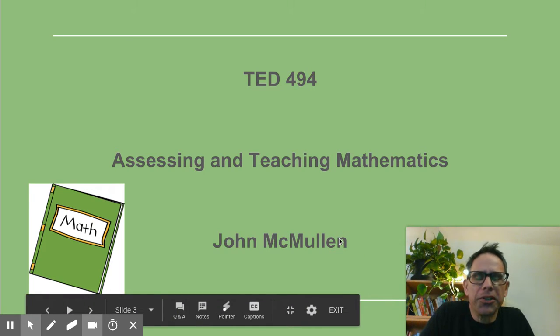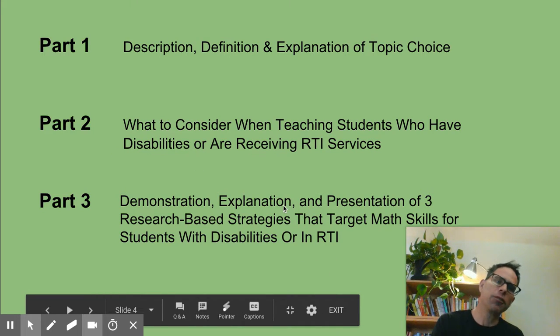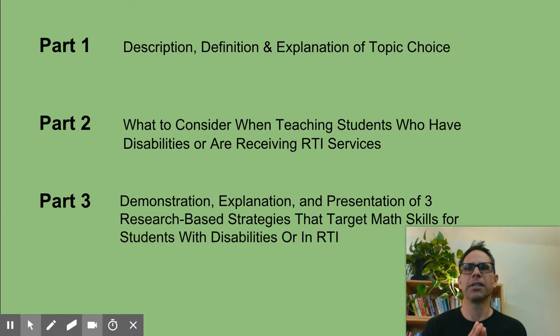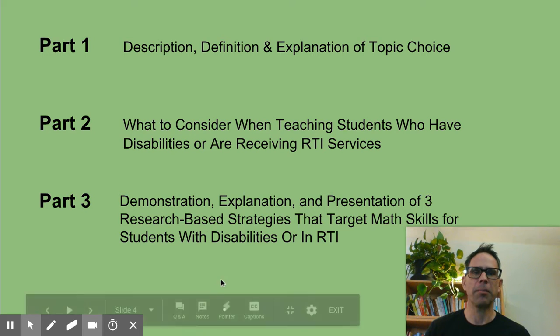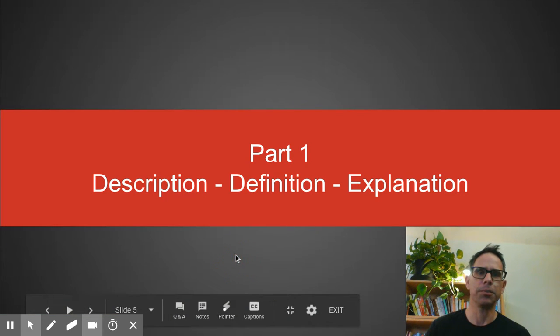My name is John McMullen. This is my presentation on assessing and teaching mathematics. I've divided this into three parts. First, a description and explanation of why I chose math. Secondly, considerations for teaching students who have disabilities. And third, my three research-based strategies that target math skills for students with disabilities.